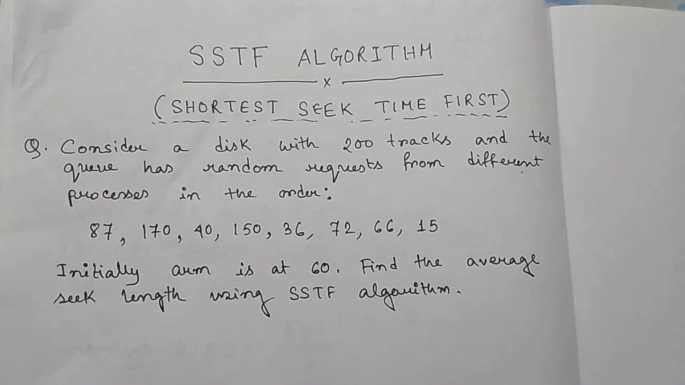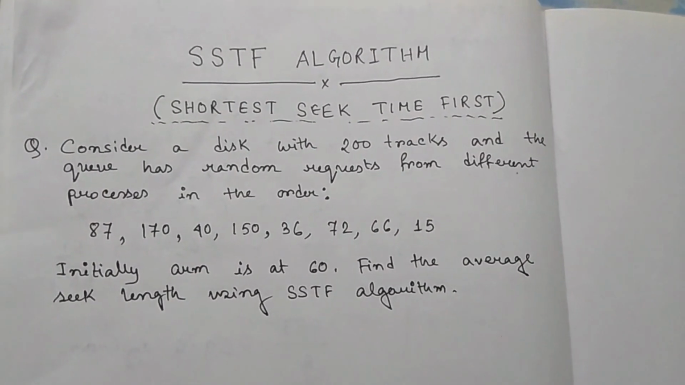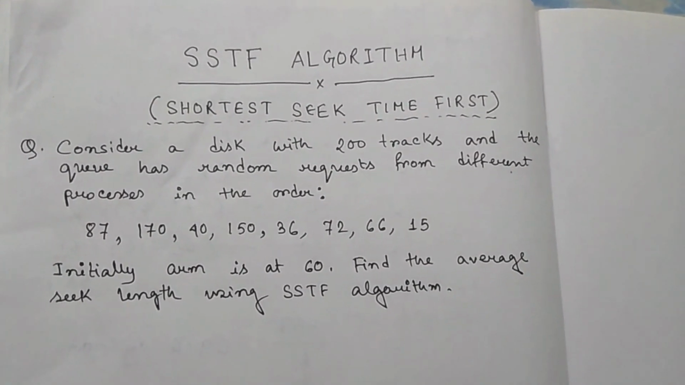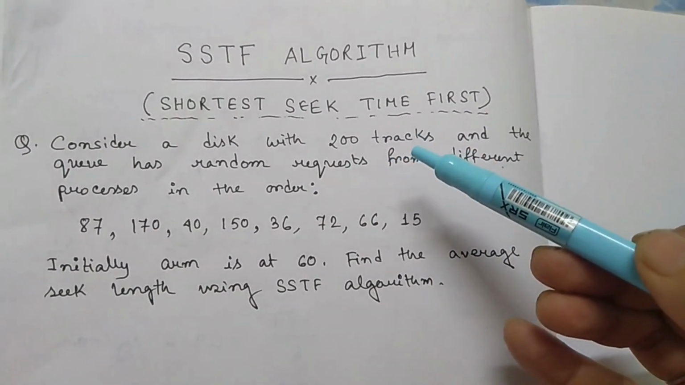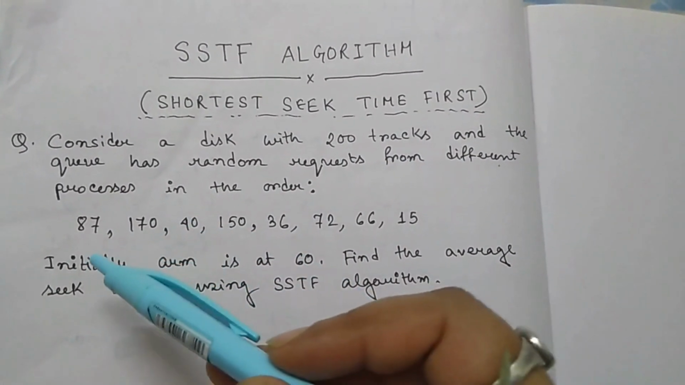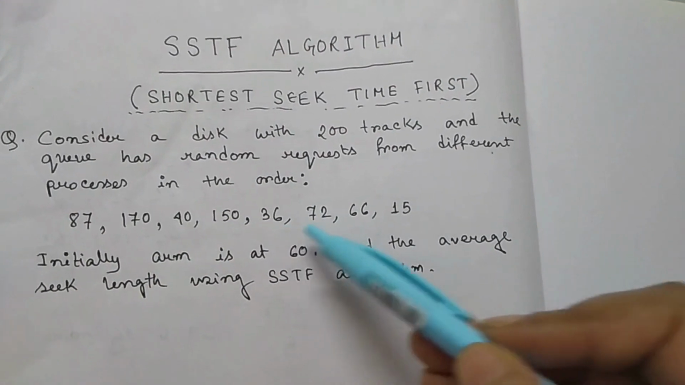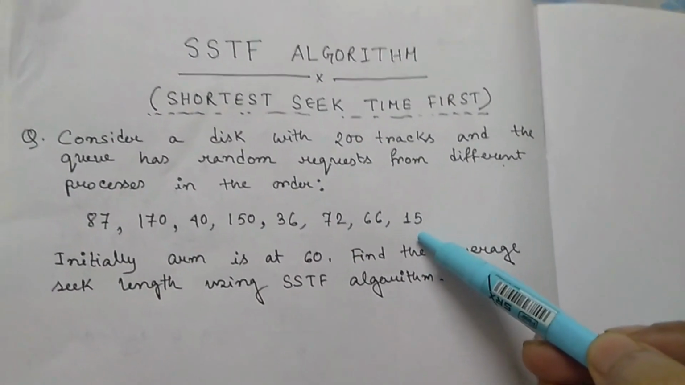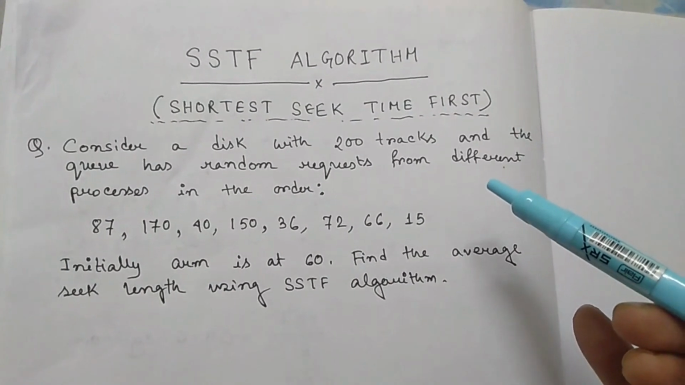Another disk scheduling algorithm is shortest seek time first. In this algorithm, 200 tracks are given with a request queue, and the request queue is 87, 170, 40, 150, 36, 72, 66, 15. Okay, now what is the meaning of shortest seek time first?